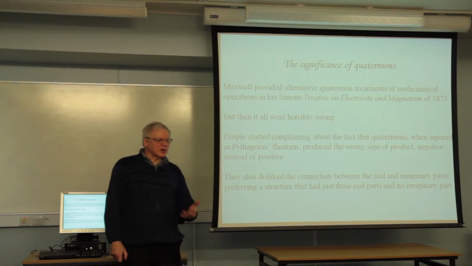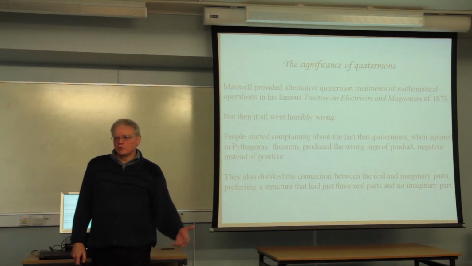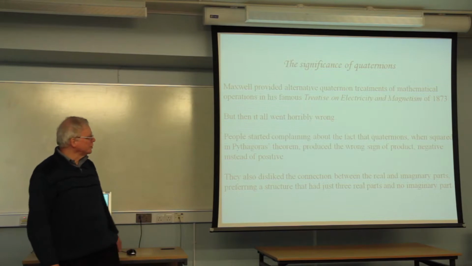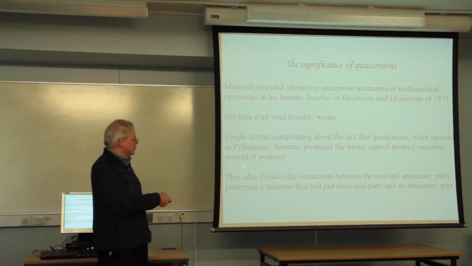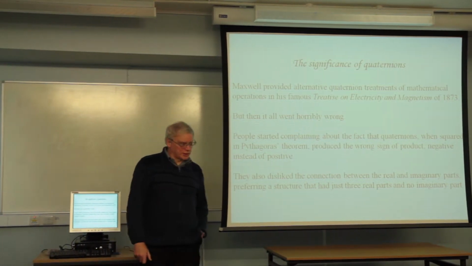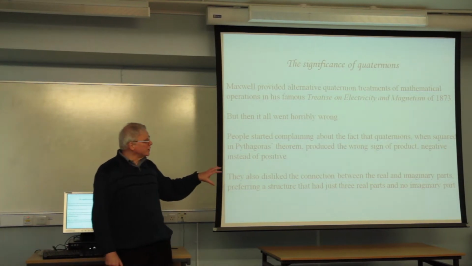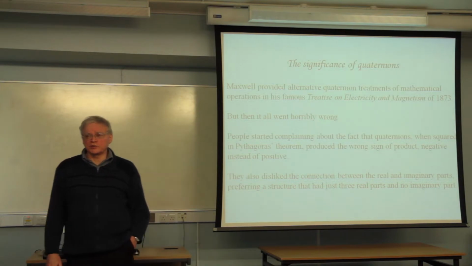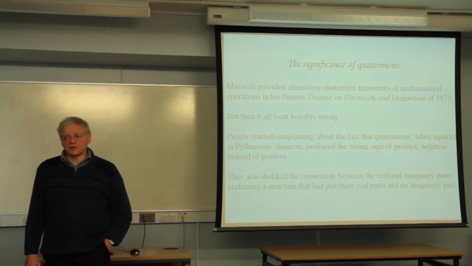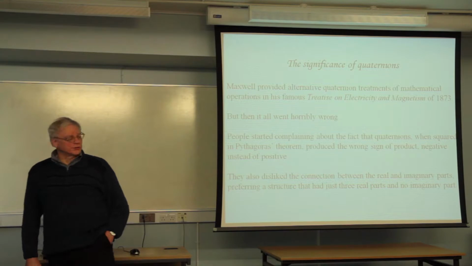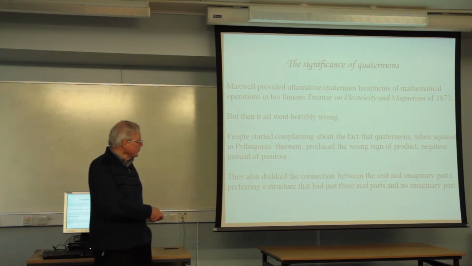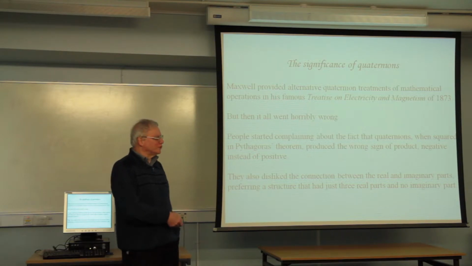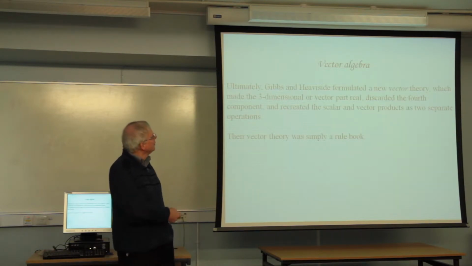So if you do a kind of Pythagoras theorem addition, what we call vector addition, you get negative as the result instead of positive. So it's the wrong sign of product. They also didn't like, at this stage, in the late 19th century, the real and the imaginary parts being connected. There was no physics, as far as they could see, which actually connected them. And I think somebody called it a hermaphrodite monster, the quaternion.